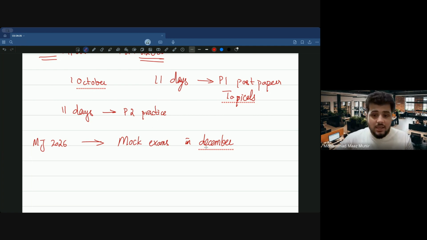So now mock exams are in December, right? Which means that you need to start preparing by November. And in your mock exams, you will be tested with all the concepts which have been taught to you over the last 2 to 3 years.